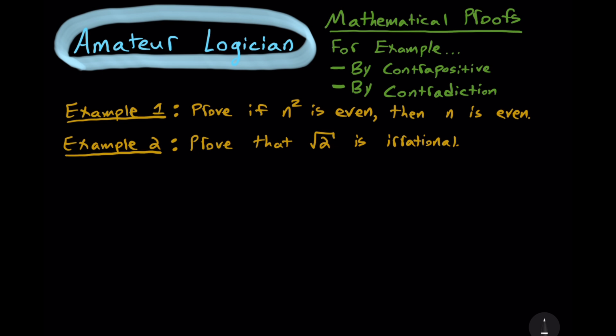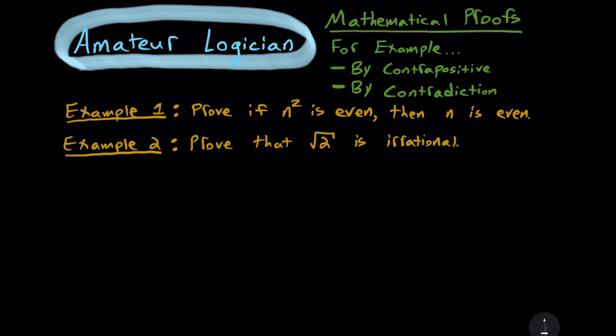In the previous video, we worked on some mathematical proofs that were direct proofs with the textbook Basic Mathematics by Lang. This time we're going to work through some mathematical proofs via contraposition and via contradiction.